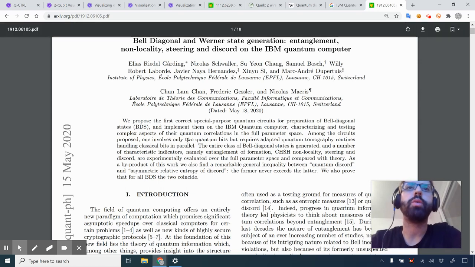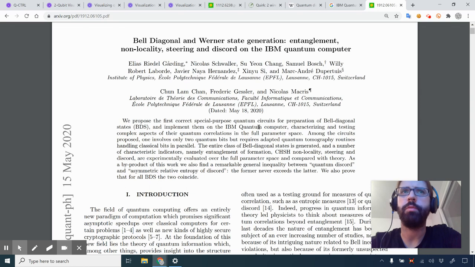We propose the first correct, and this is from May 2020, special purpose quantum circuits for preparation of Bell diagonal states, BDS, and implement them in the IBM quantum computer, characterizing and testing complex aspects of the quantum correlations in the full parameter space. Among the circuits proposed, one involves only two quantum bits, but requires adaptive quantum tomography routines handling classical bits in parallel. The entire class of Bell diagonal states is generated, and a number of characteristic indicators and internal information, CHSH, and this score are experimentally evaluated over the full parameter space and compared with theory.